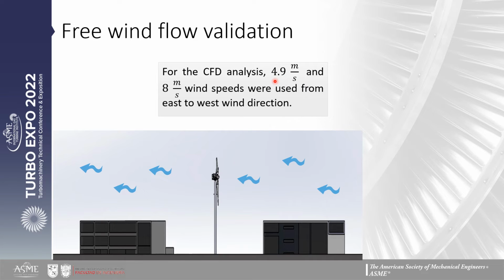We used 4.9 meters per second and 18 meters per second wind speeds to validate this simulation. And the direction of the wind is the predominant one from the statistical analysis result, that is from east to west. In this analysis, we found that the buildings are not an obstruction to the free wind flow.